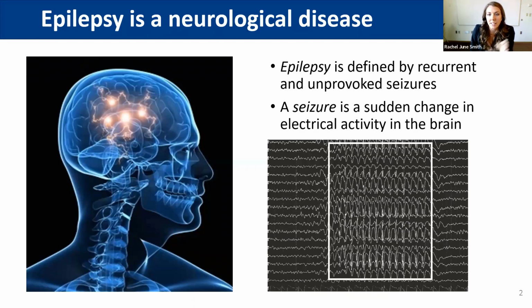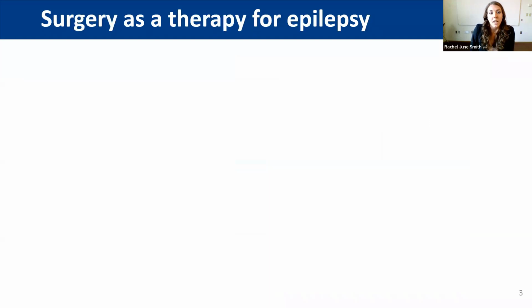And as you can see in this white box, the activity changes, right? It goes from this low amplitude, mixed frequency, to being a lot more high amplitude and more of this rhythmic pattern. And this is an absence seizure that happens in kids. These seizures can be associated with a loss of awareness, a loss of consciousness, or loss of motor function. So pretty debilitating for people's quality of life.